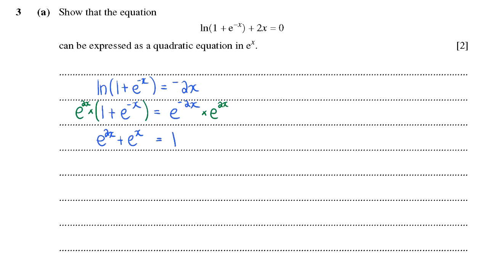All right, that's the quadratic. We can make it look exactly like a quadratic if you want. We just say (e^x)^2 + e^x - 1 = 0.